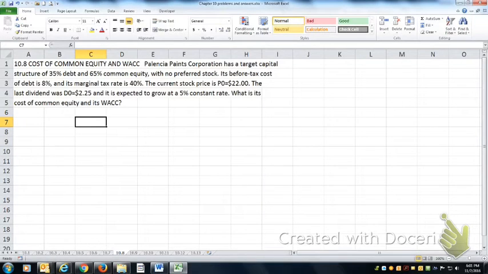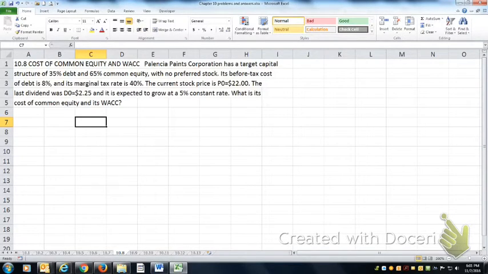This is problem 10.8 from Brigham and Houston, Fundamentals of Financial Management, Concise 9th edition. This one's a little bit complicated, but we're trying to calculate the cost of the common equity as part of its weighted average cost of capital.